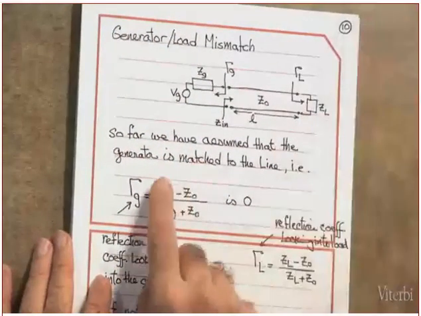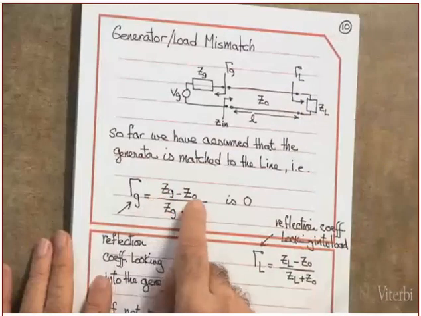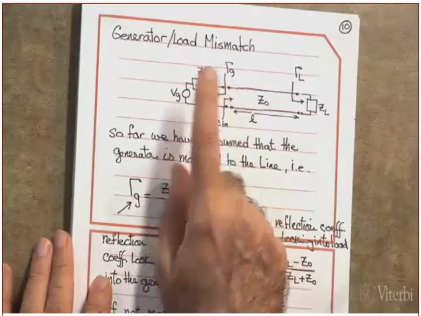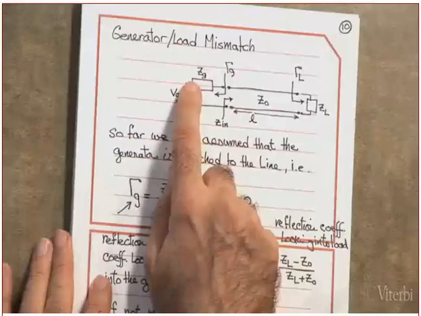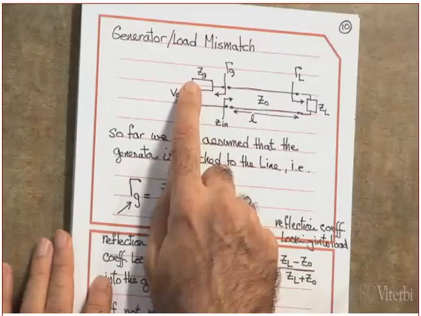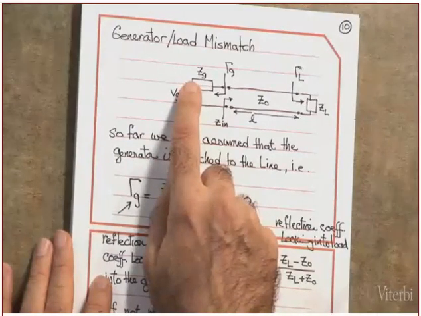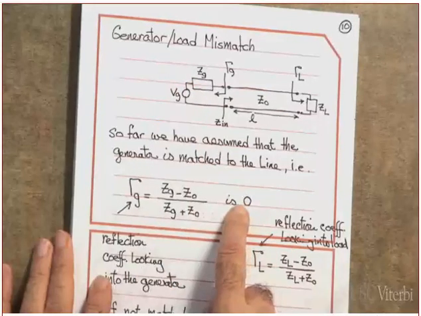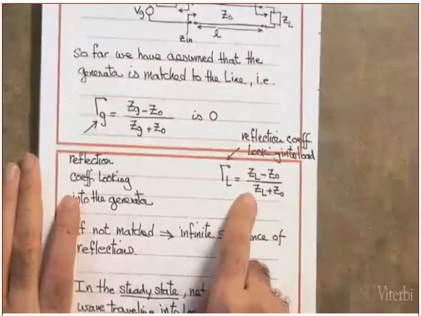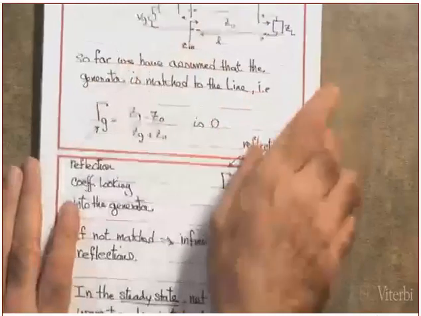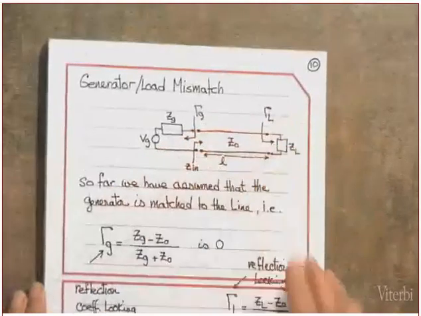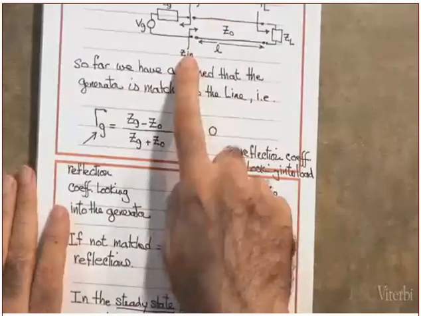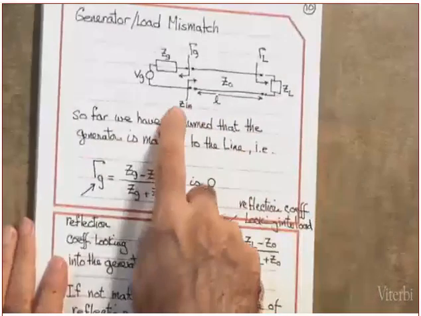Okay, what does that mean? If ZG is equal to Z naught, we say the line is matched to the generator. Are you following me? Which means gamma G is equal to 0. Now remember, gamma L is looking from these two terminals at the load. Did you understand what I just said?